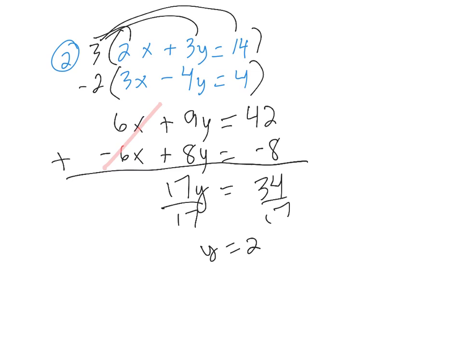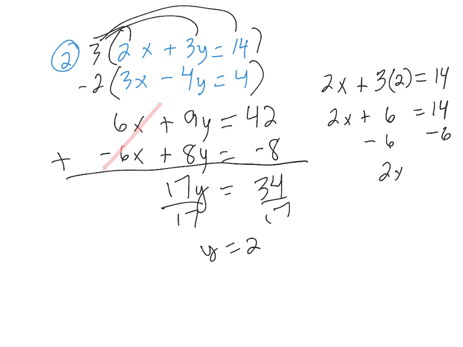We're going to plug in that y equals 2 into either of the other equations. I'm going to choose the top one this time. So 2x plus 3 times 2 instead of y equals 14. 3 times 2 is 6. To get rid of a plus 6, we're going to do the opposite. So we're going to subtract 6. 2x equals 8. To get rid of the number next to the variable, we always divide. And x equals 4. So the solution to number 2 is 4, 2.